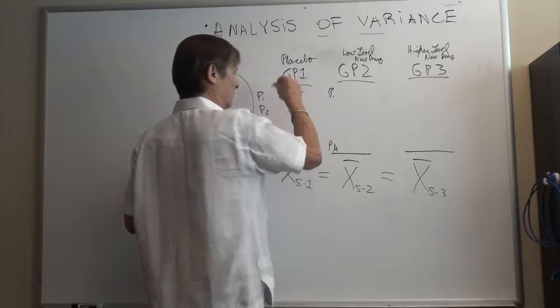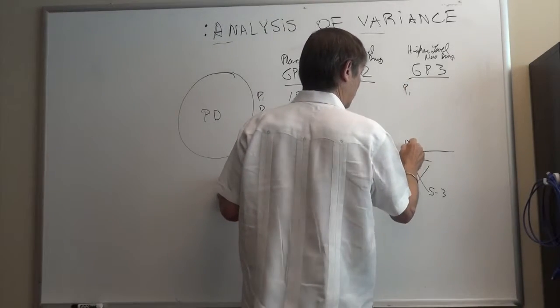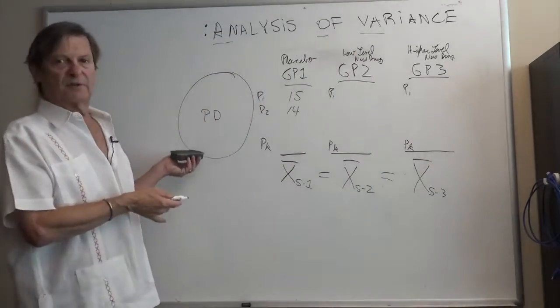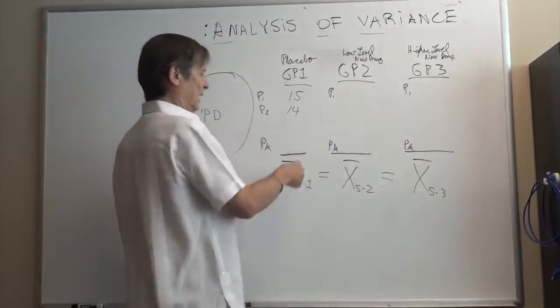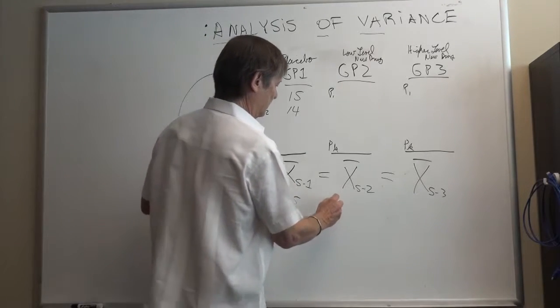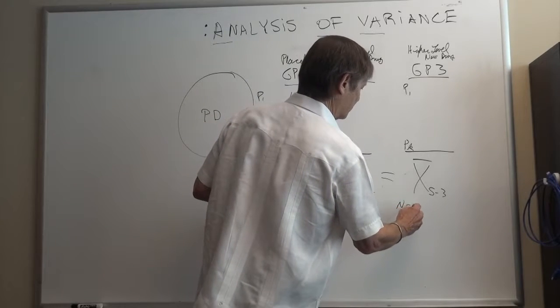Notice they're all different Parkinson's patients, patient 1 through the last patient. And if we randomly assign, let's say, 45 subjects to those groups, then N1 is going to be 15 subjects in the group, 15 subjects in the group, and 15 subjects in this group.